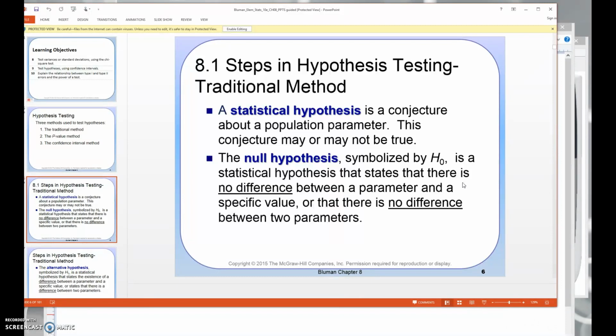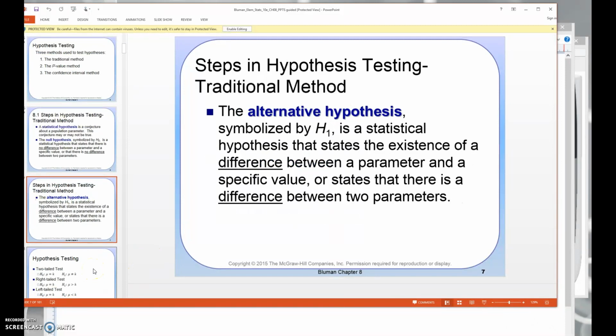The statistical hypothesis is a conjecture about that population parameter, an educated guess. It may or may not be true. The null hypothesis, which is symbolized by H sub 0, is that statistical hypothesis that states that there is no difference between the parameter and the specific value.